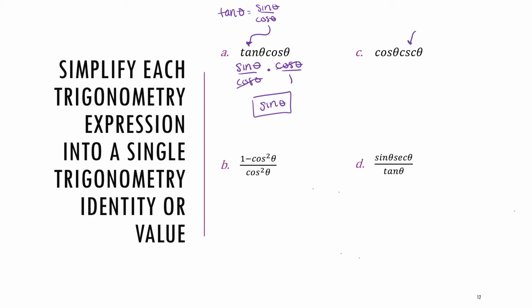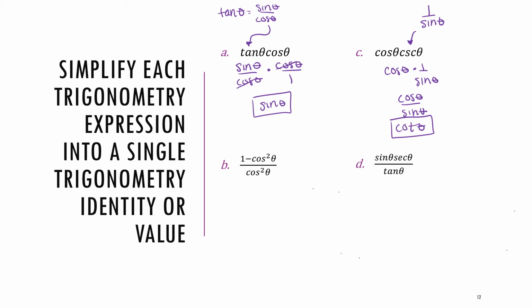All right, recall that on your trig identities formula chart, cosecant is 1 over sine theta. So cosine theta times 1 over sine theta is cosine theta over sine theta. This is cotangent theta. You can look at your identities to see that it is under quotient identities. We'll come to B for last.